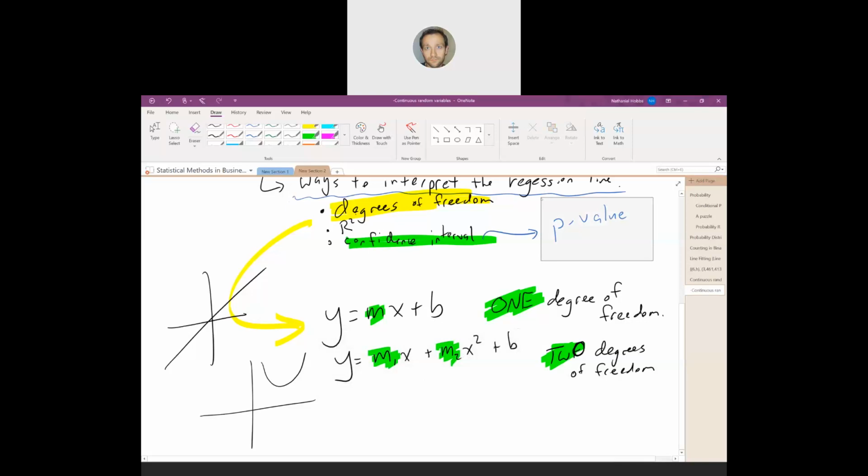But I want to focus on this, the p-value. Just out of curiosity, have any of you ever heard of a p-value? Or maybe the term p-hacking? Maybe. Okay. Great. P-hacking.